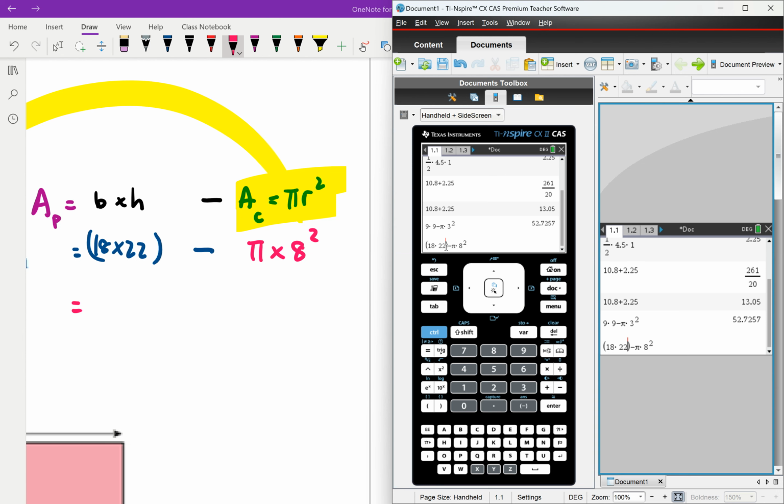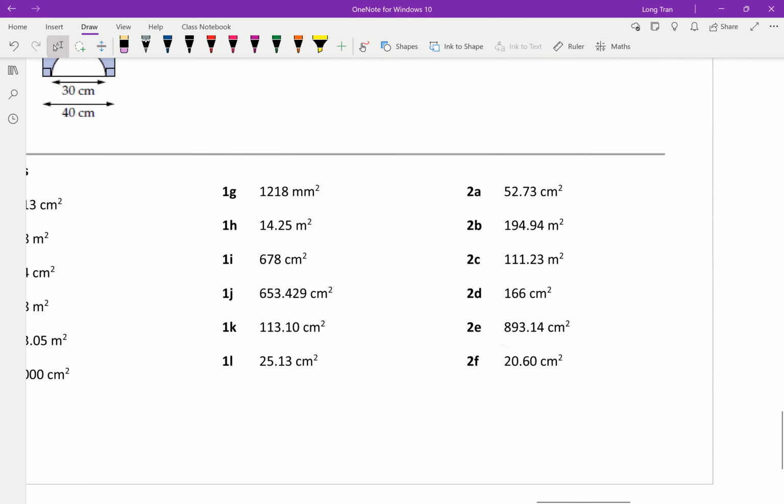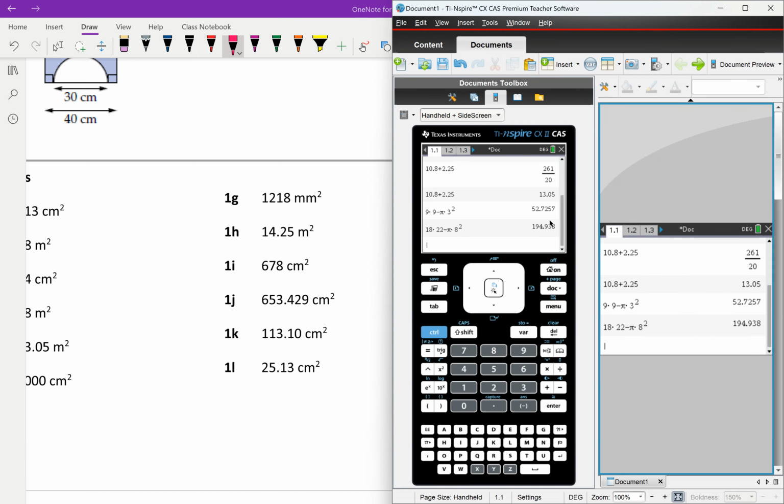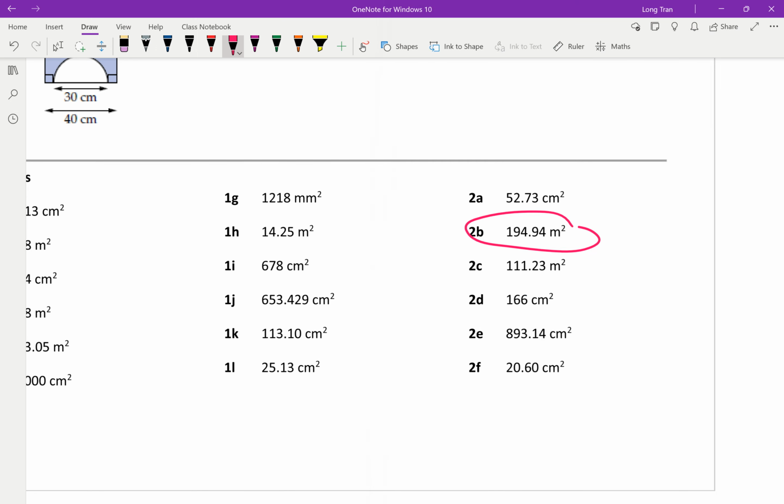This is the area for the parallelogram, and then this is the area for the circle. And I'm minusing it because I don't want the circle. So I press enter, and that gives me 194.93. You see that? That's how 2b is 194.94, because you've got to round to 2 decimal places. Okay?